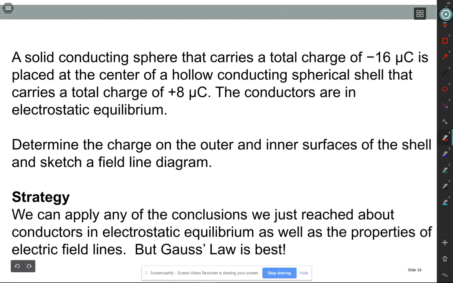And so the charge is going to move around until you make the electric field inside of a conductor zero. So that allows us to do some really cool kinds of problems, again, using Gauss's law. So here, a solid conducting sphere that carries a total charge of minus 16 microcoulombs is placed at the center of a hollow conducting spherical shell that carries a total charge of plus 8 microcoulombs. The conductors are in electrostatic equilibrium. That means we don't have charge moving around. Determine the charge in the outer and inner surface of the shell and sketch the field diagram. We could do this lots of different ways, but Gauss's law is best.